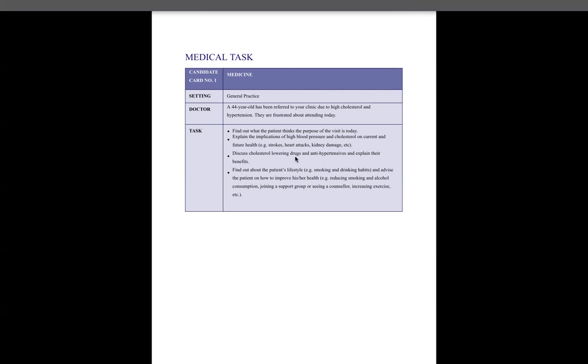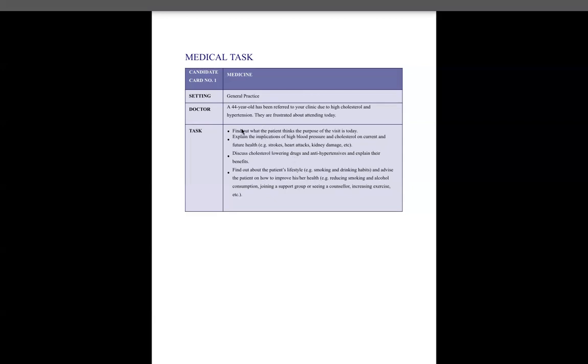And there are some tasks, as you can see. The first one is asking you to find out what the patient thinks the purpose of the visit is today. I will give you a brief step-by-step guide later on, so you could use this when you're speaking. But for now, just have a brief understanding about what they are expecting out of you. After that, I will be explaining the criteria and all of those things.